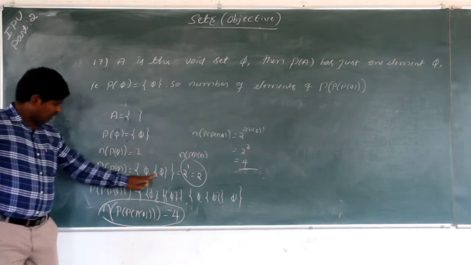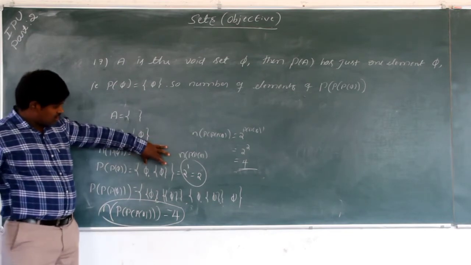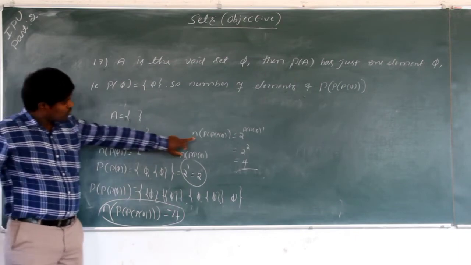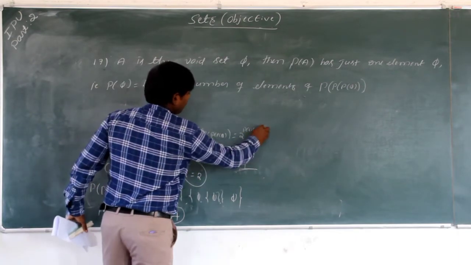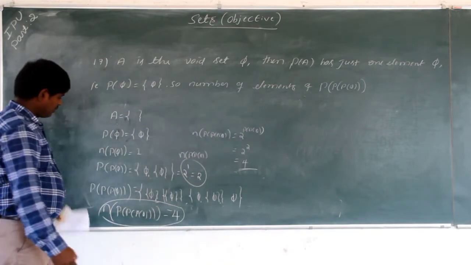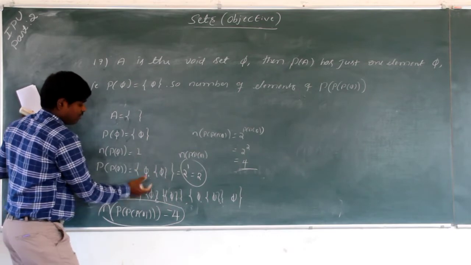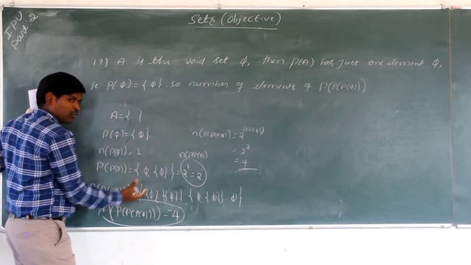So here there are two elements. So P of A consists of two elements. Therefore the number of possible elements in P of A is nothing but 2 to the power of n of A. Okay. First, we are going to write that the power set is the collection of all possible subsets.